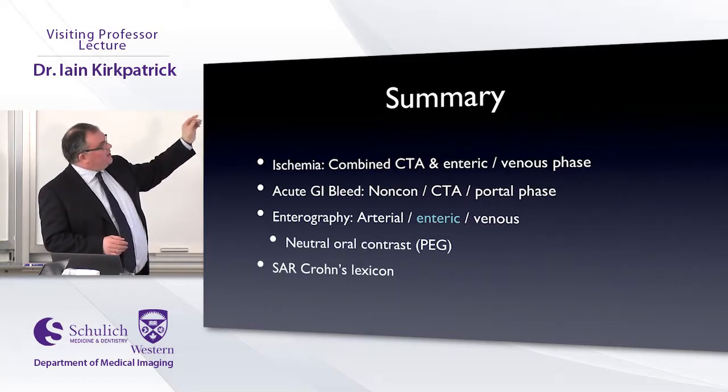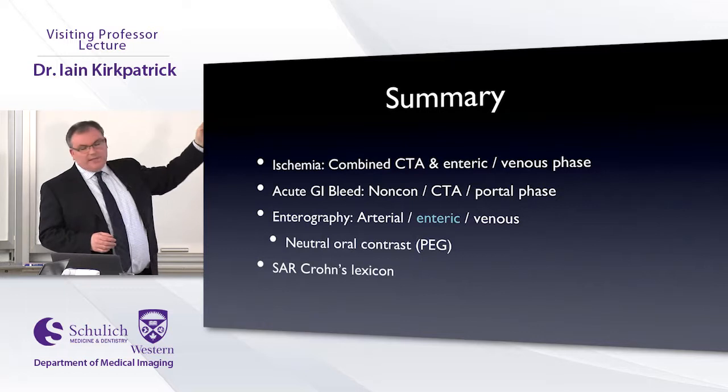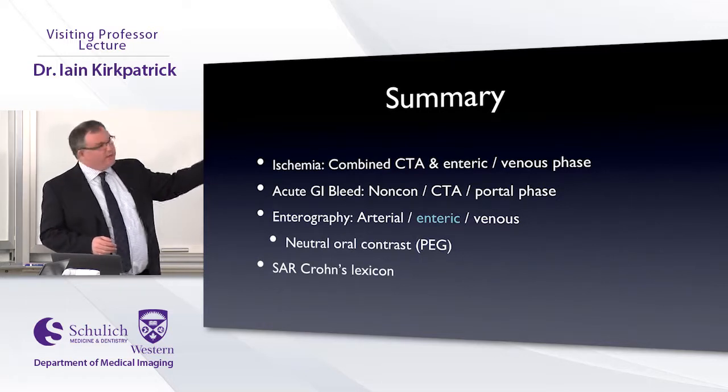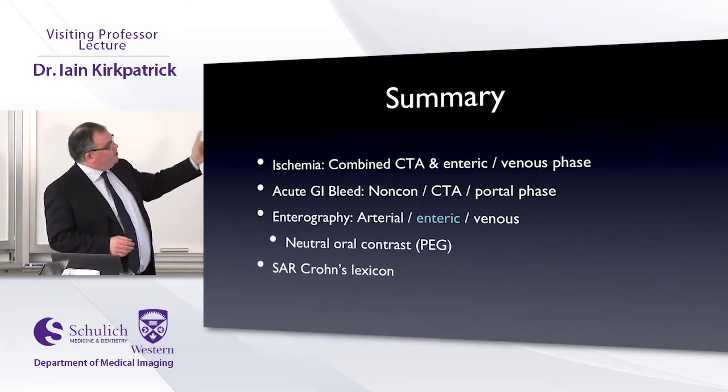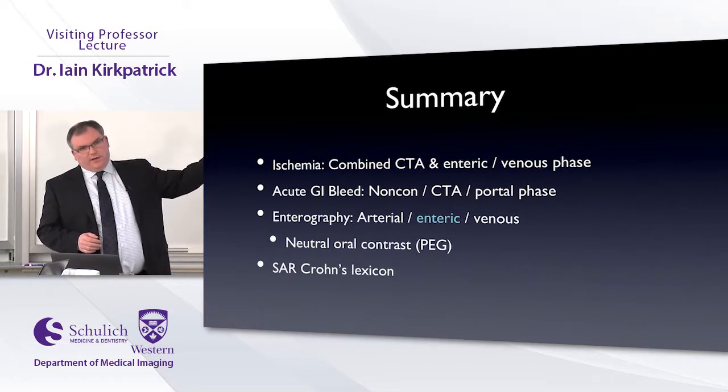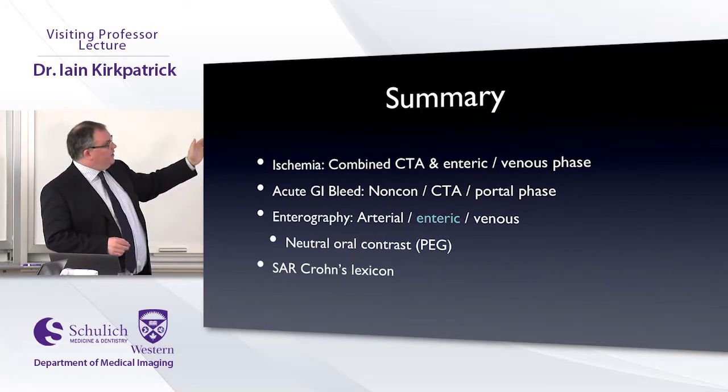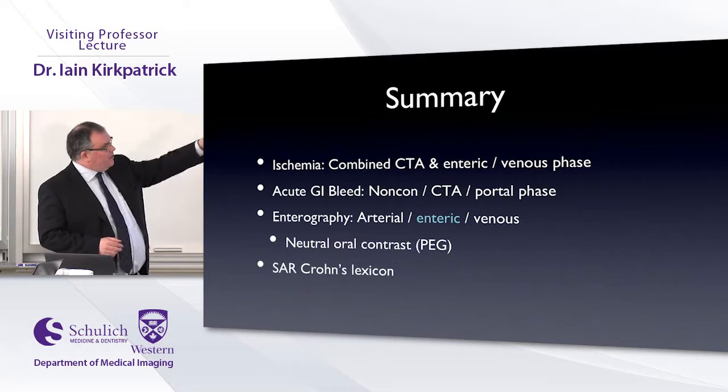the key thing you want to think about is consider doing a combined CTA enteric phase for your first phase, followed by the venous phase. The GI bleed is going to be a 3-phase study, non-con CTA, and then a portal or delayed phase. And then for enterography, the enteric phase is the key one.